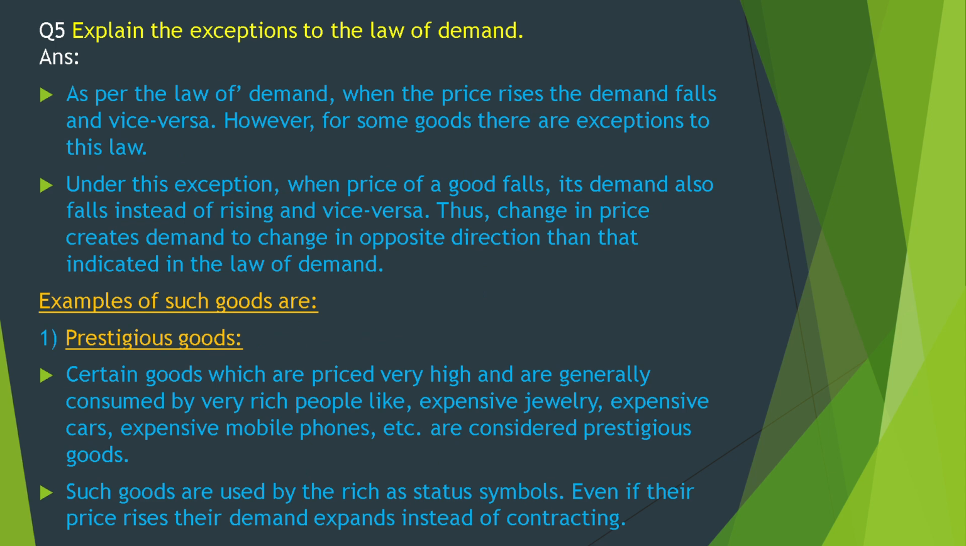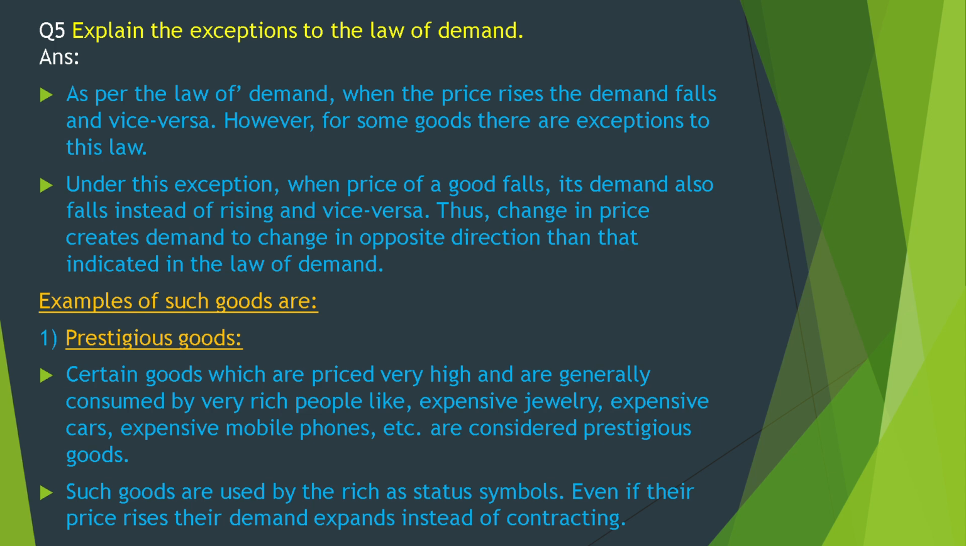Explain the exceptions to the law of demand. As per the law of demand, when the price rises, the demand falls, and vice versa. However, for some goods, there are exceptions to this law. Under these exceptions, when the price of a good falls, its demand also falls instead of rising, and vice versa. Thus, a change in price causes demand to change in the same direction, which contradicts the law of demand.